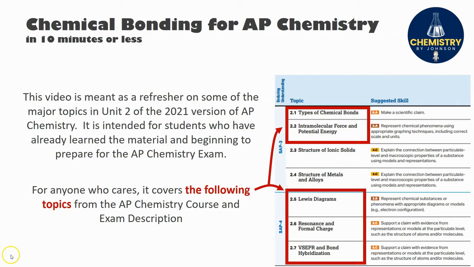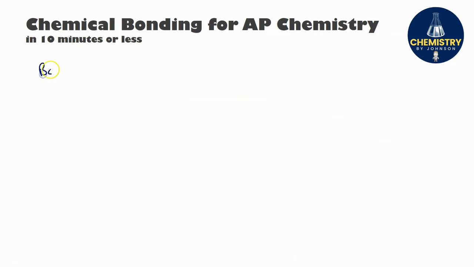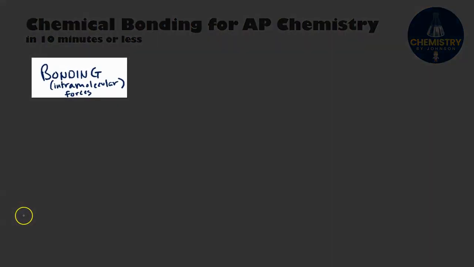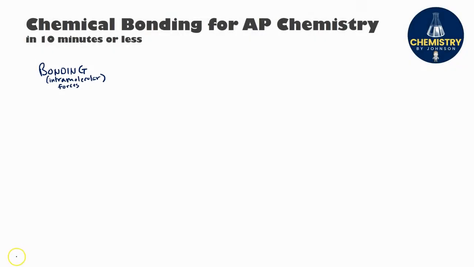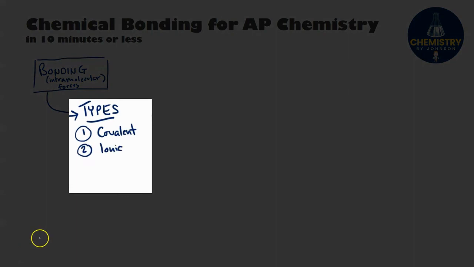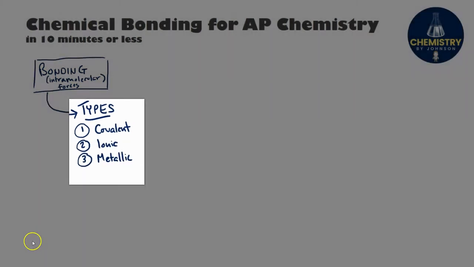Let's get started. So of course the overall topic here can be summarized in one word. That word of course is bonding, but what we're actually talking about are chemical bonds, which are the very strong bonds that occur between atoms and create new substances. The AP Chem exam also will sometimes refer to these as intramolecular forces. So let's start off by listing some of the types of chemical bonds that you can expect to see. First, we've got covalent bonds, ionic bonds, and metallic bonds.